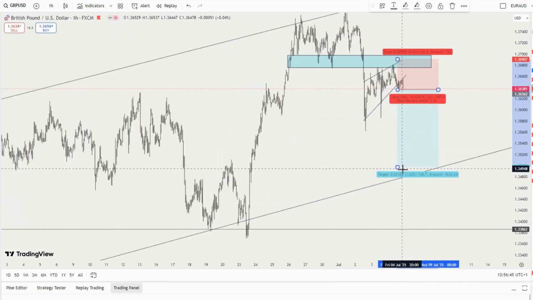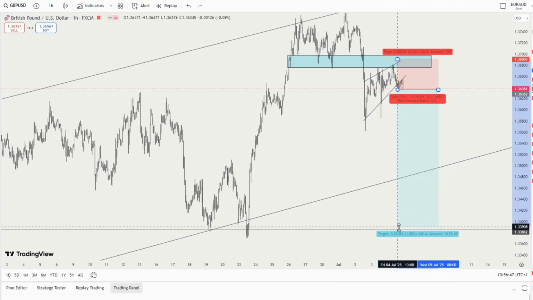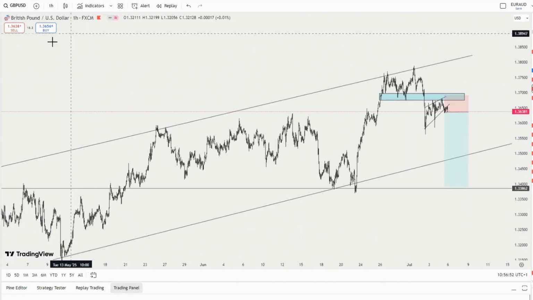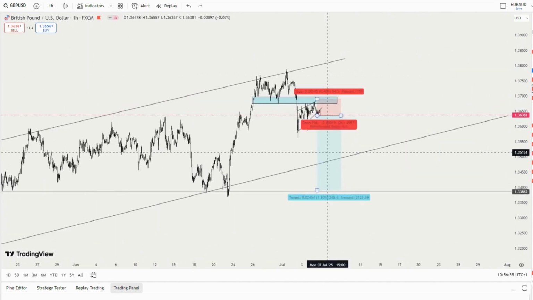But for me, I still think price will hit this area before we see a buy continuation at that particular area. So let's see how it goes on GBP-USD.